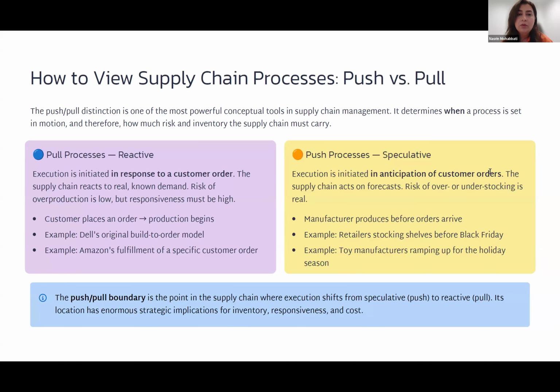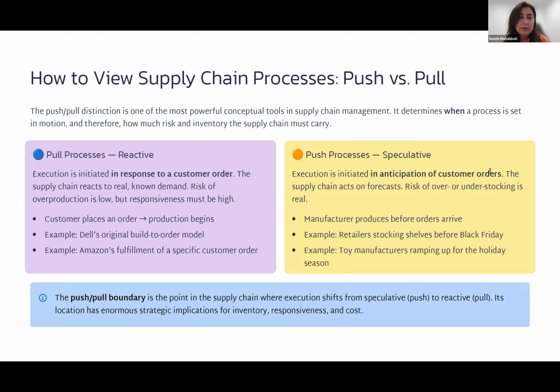So we want to talk about different processes of a supply chain and how to view them. Obviously there's so much happening in a supply chain, so many operations. It's a large network of things, information, and products that are flying around. But let's take a look at the entire system, the entire network, the entire supply chain in terms of push and pull operations. So, pull processes or operations are reactive.